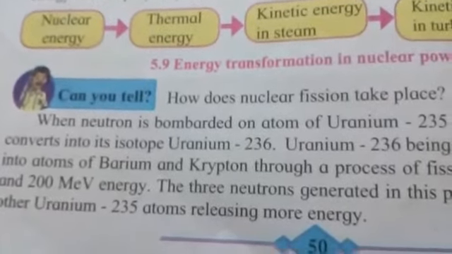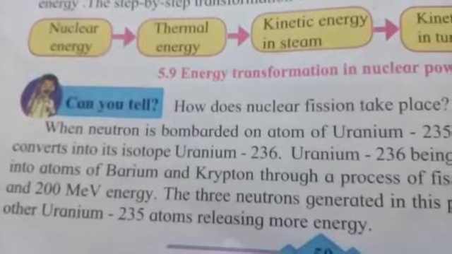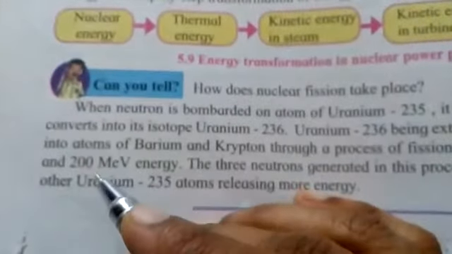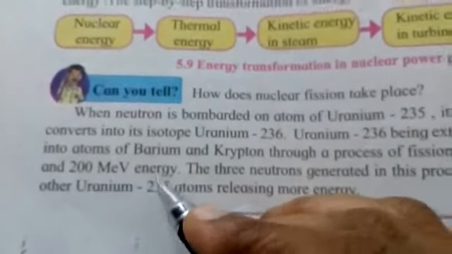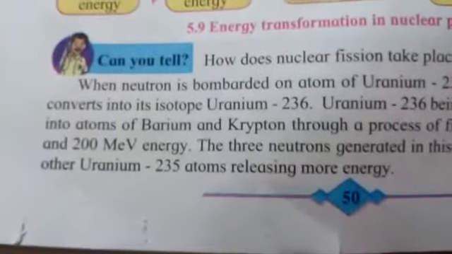Now this uranium-236 is extremely unstable, and it will disintegrate spontaneously, resulting in the formation of atoms of barium and krypton through a process of fission, releasing 3 neutrons in turn, and it will release energy of 200 MeV. MeV means mega electron volt. The 3 neutrons generated in this process cause the fission of 3 other uranium-235 atoms, releasing more energy. So this is going to be a chain reaction, and that we shall see in the next video.